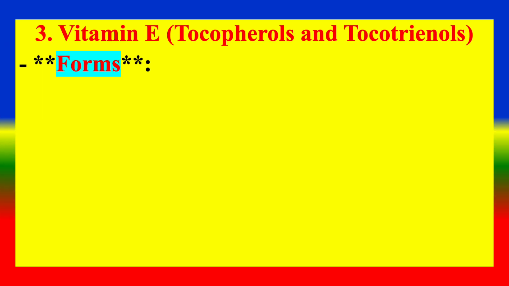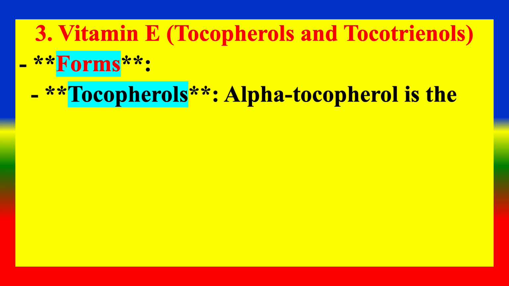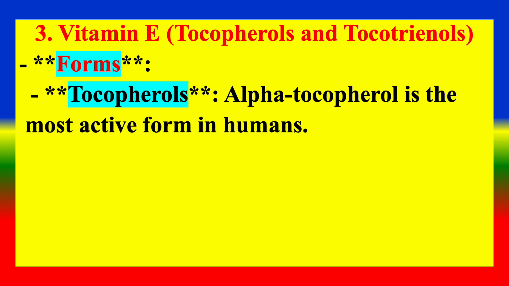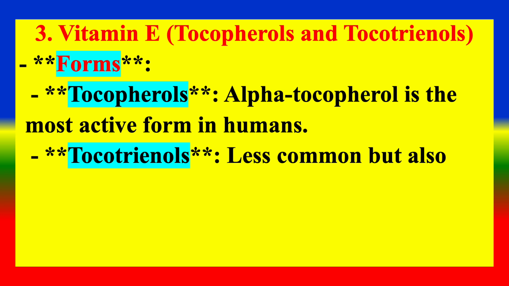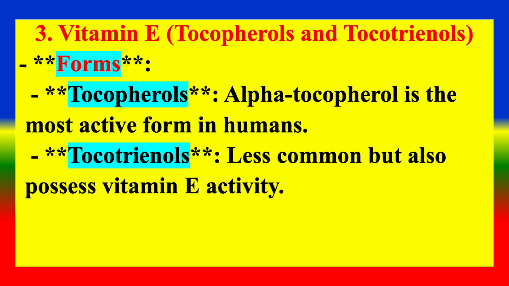Vitamin E: tocopherols and tocotrienols forms. Tocopherols, alpha tocopherol is the most active form in humans. Tocotrienols are less common but also possess vitamin E activity.